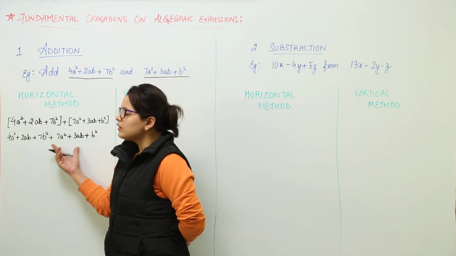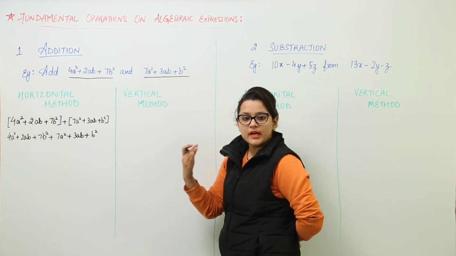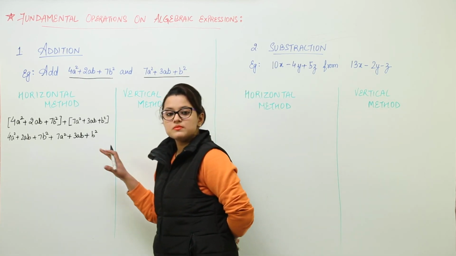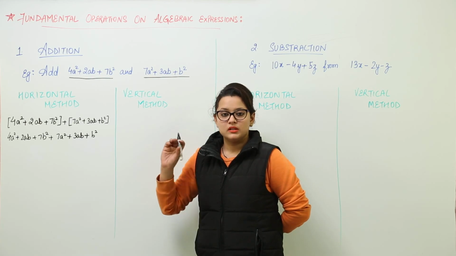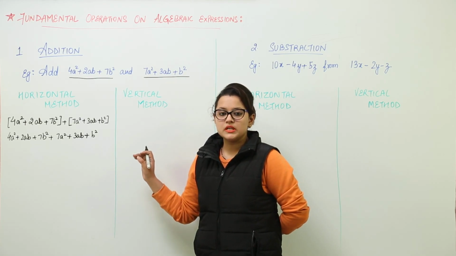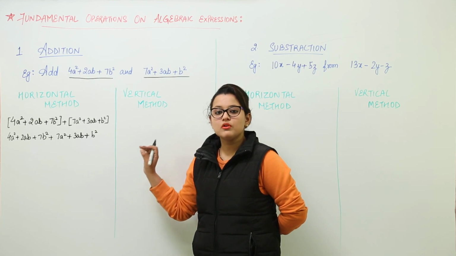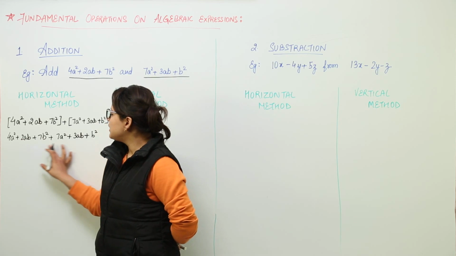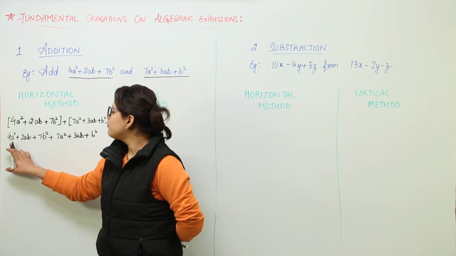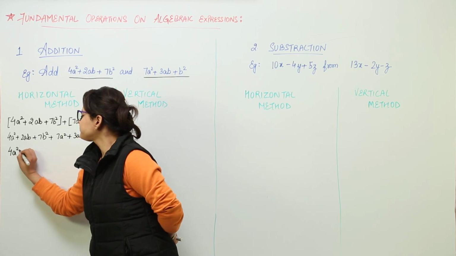Now you will group the like terms together. Just revise the concept of like terms. Like terms are those terms that have the same literal coefficients. That means the literal coefficients, or you can say the variables, should be same. Also the power of the variable should be same. So let us discuss if we have some like terms. Yes, we have 4a square and 7a square. So we'll group them together.